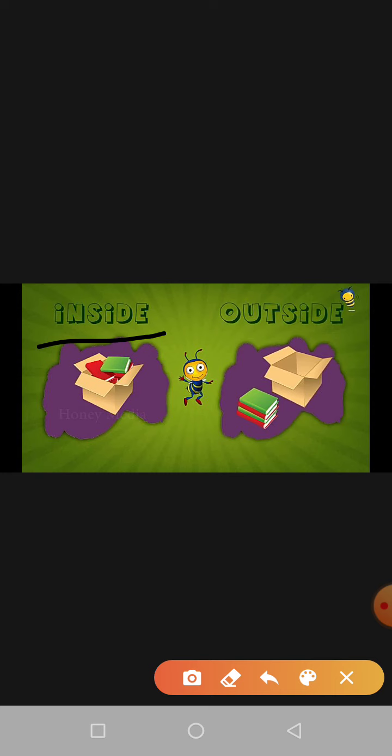Outside. Outside means the outer side of something. The books are outside the box. See the books.